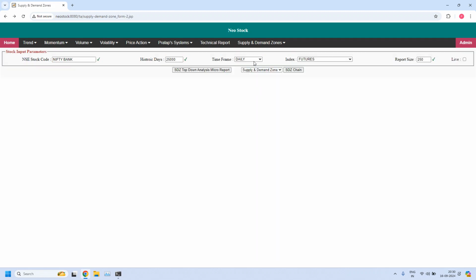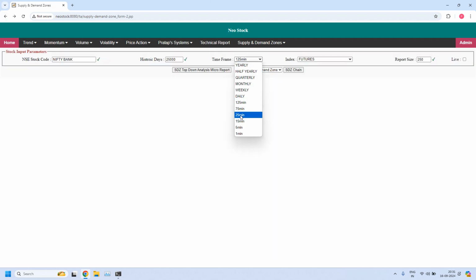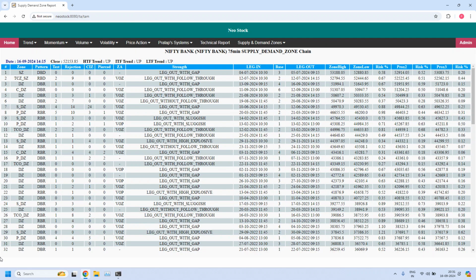Next time frame is 125 minutes. I am generating 125 minute supply demand zone chain for BANKNIFTY. Next time frame is 75 minutes. I am generating 75 minute supply demand zone chain for BANKNIFTY.